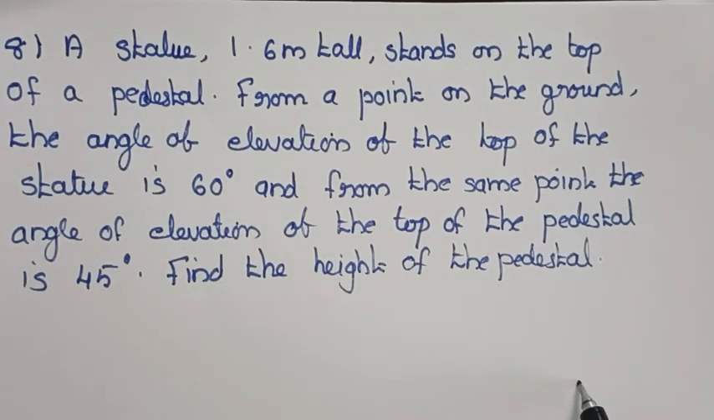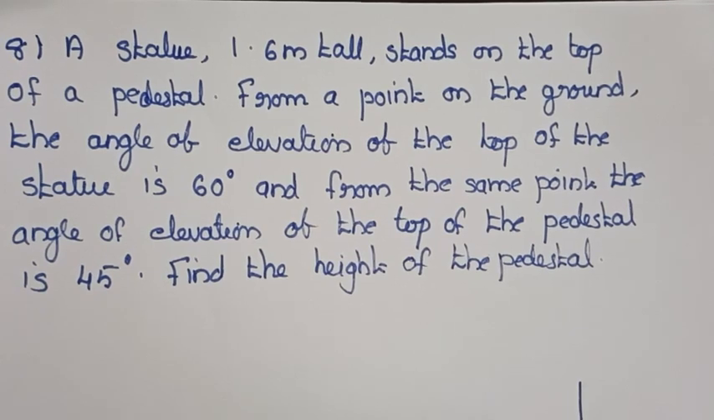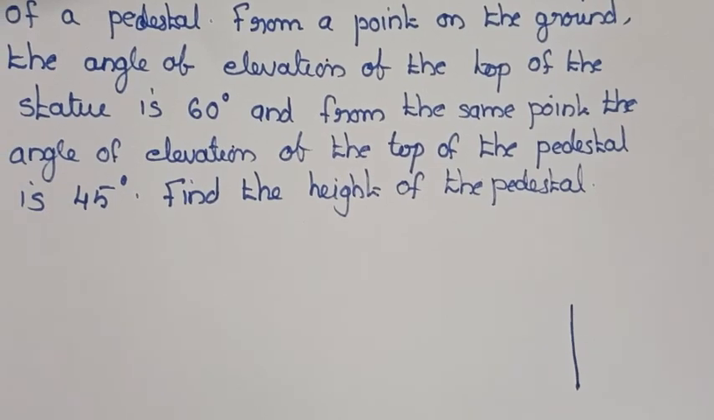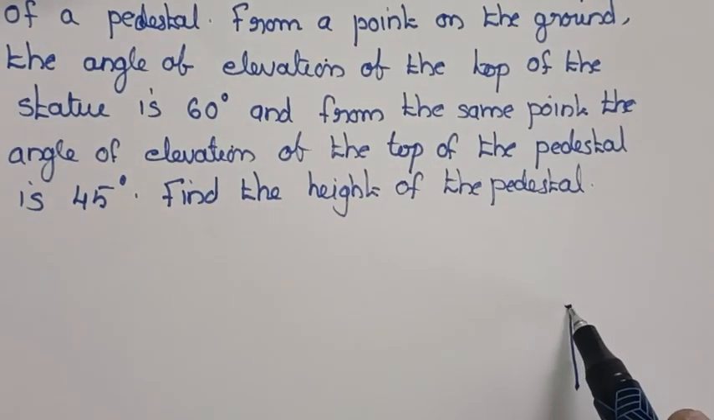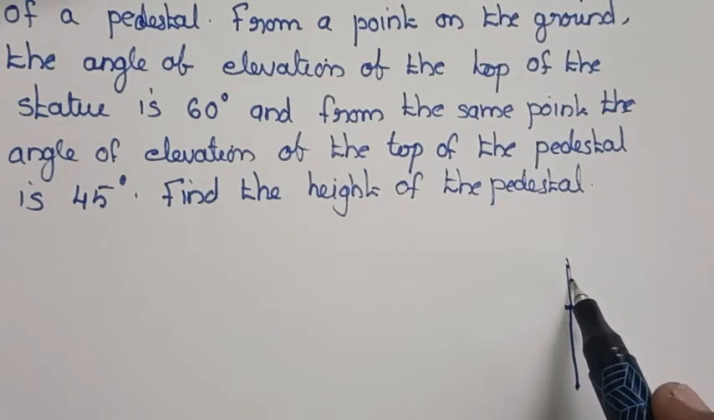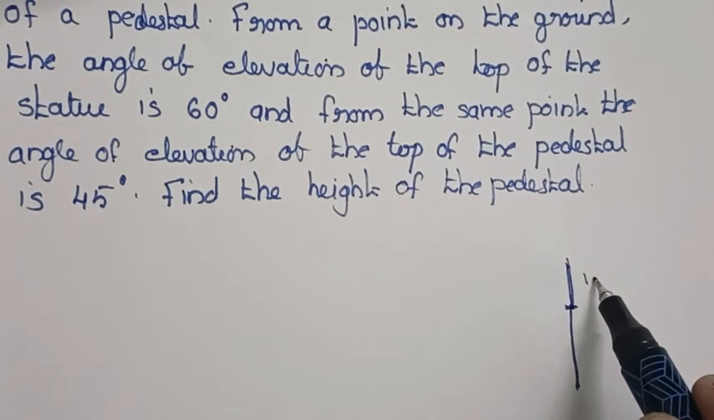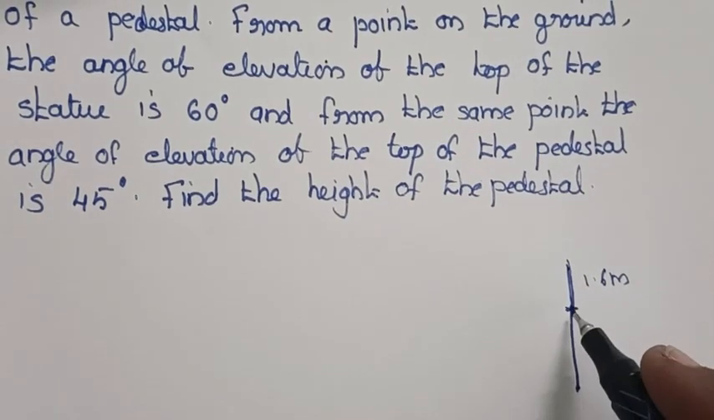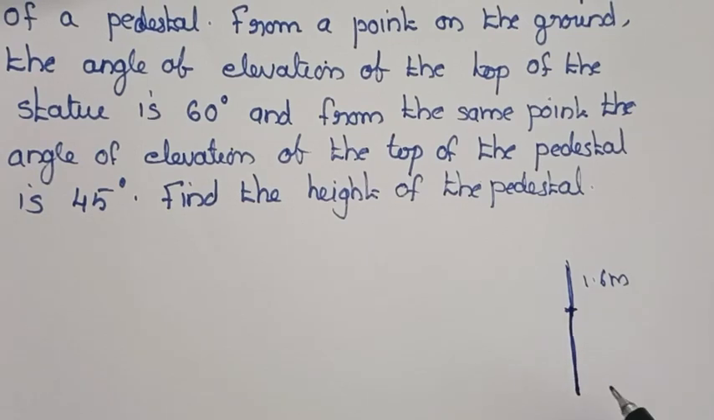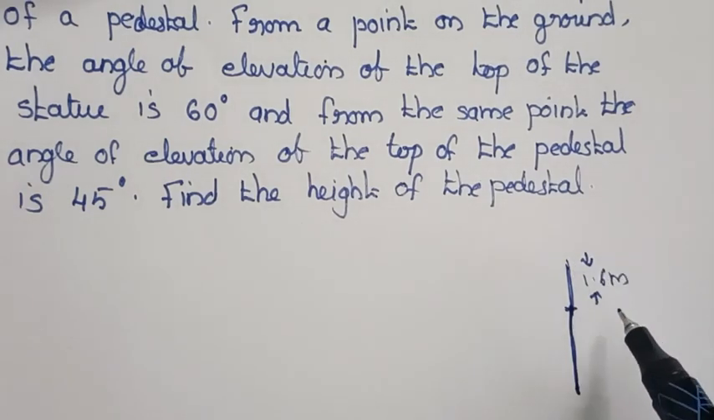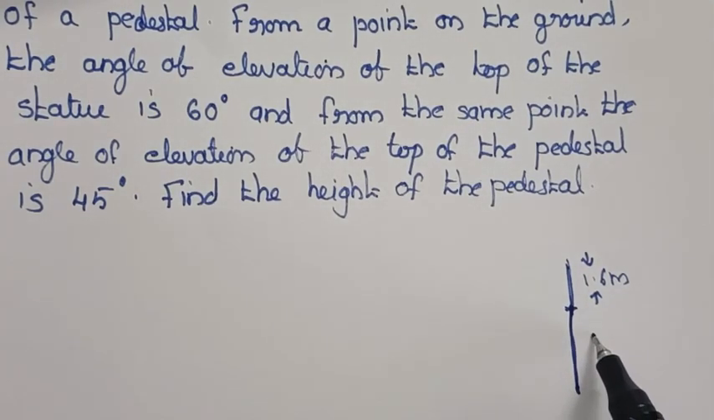So there is a pedestal. Above that, there is a statue of height 1.6 meters. It is a straight line. The height of the statue equals 1.6 meters. The height of the pedestal we have to find, so we can take it as h.